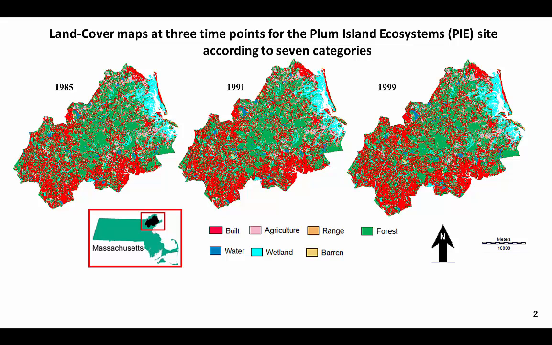Here we have land cover maps at 3 time points: 1985, 1991, and 1999. Each map has 7 categories: built, agriculture, ranch, forest, water, wetland, and barren. The maps appear similar because there's only a few % changes between the consecutive time points. It is better to show maps of change during each interval.